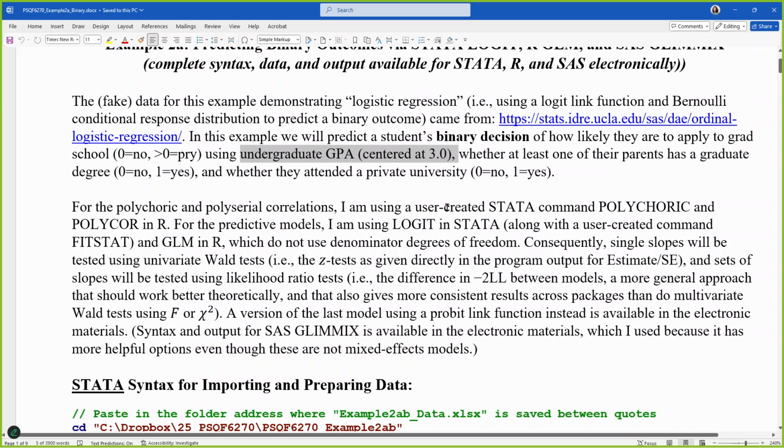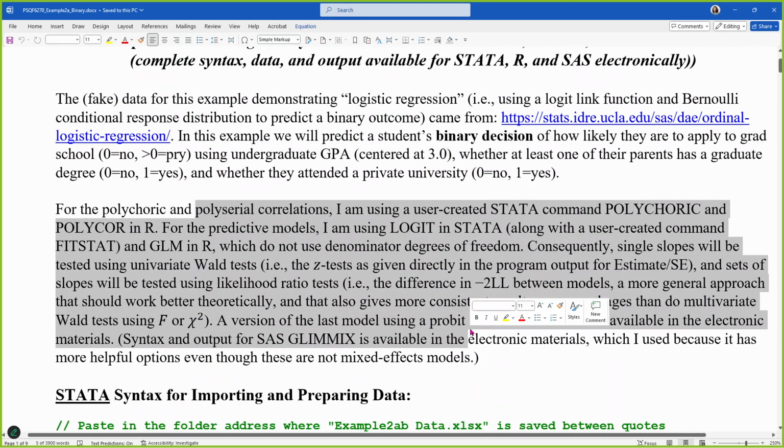And then two binary predictors: whether or not one of their parents has a graduate degree, which might make someone more likely to want to go to graduate school, and whether or not they attended a private undergraduate university, which also might be the case. So I'm going to ignore this much for right now.